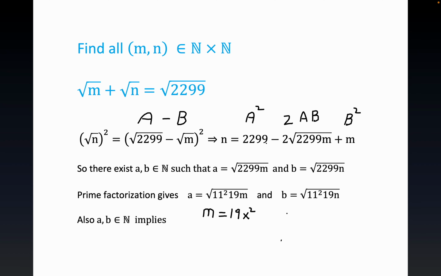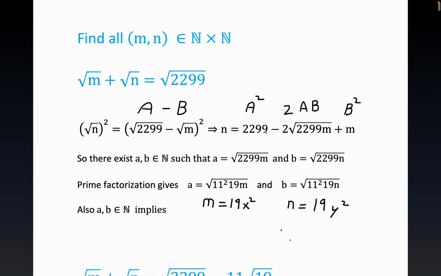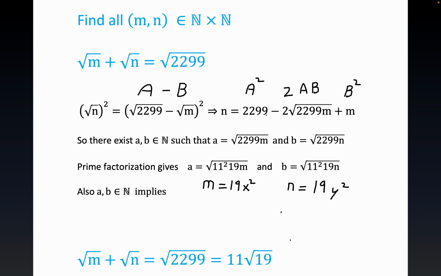And carrying on in a similar fashion, we can conclude that n is equal to 19 times, we'll call it y, that'll be some different integer perhaps. So we'll call it n is equal to 19y squared, okay? Now, in a sense, a and b have been kind of dummy variables right here, but we do have this nice representation of m and n. So if we can figure out ways to get bounds on the variables x and y, we'll be towards a solution to this problem. Now let's take a look at the original problem here.